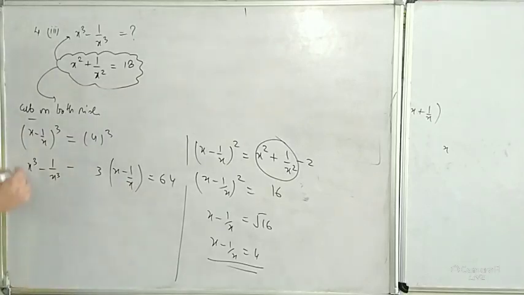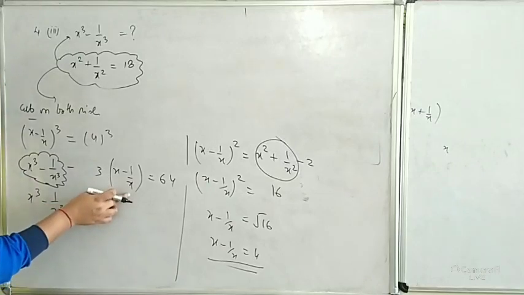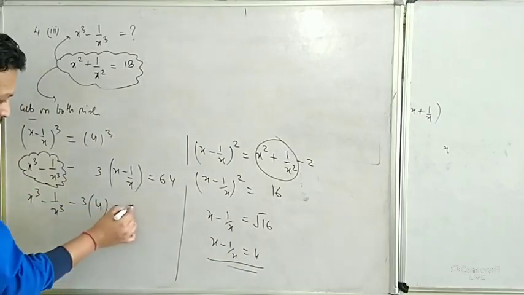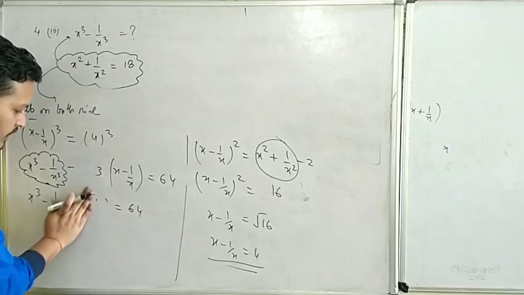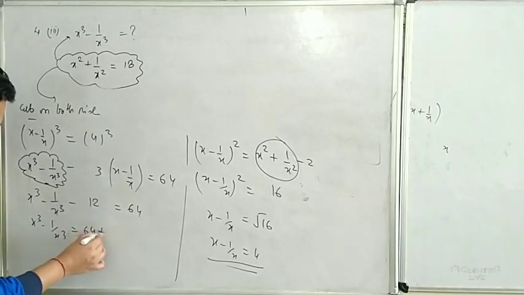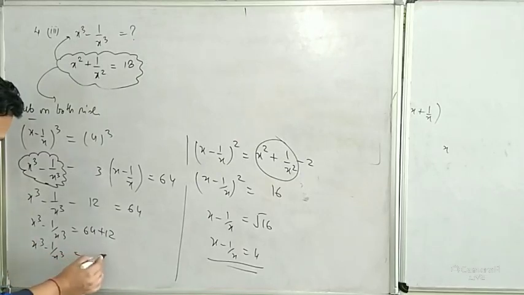Okay, now whose value do we need? We need the value of this part. So substituting the value of the remaining part, x cube minus 1 by x cube minus 3. The x minus 1 by x we already found in the previous part. This is 4. Equal to 64, and 4 times 3 is 12. So x cube minus 1 by x cube is equal to 64 plus 12. So what is x cube minus 1 by x cube? The answer is 76.